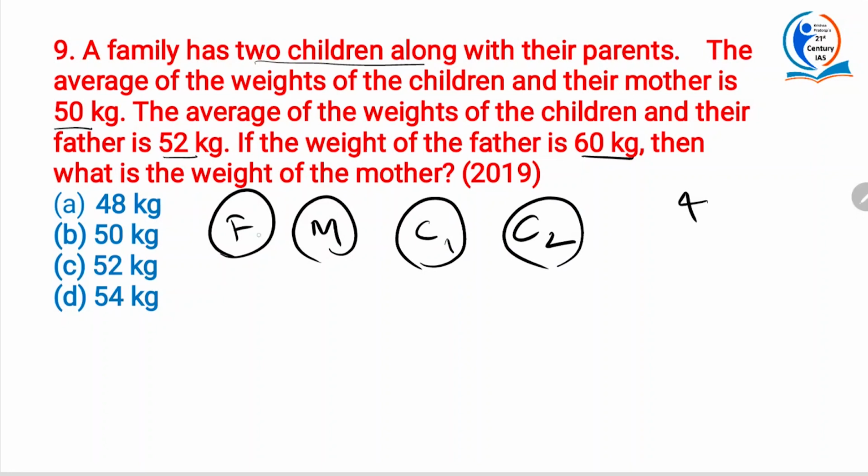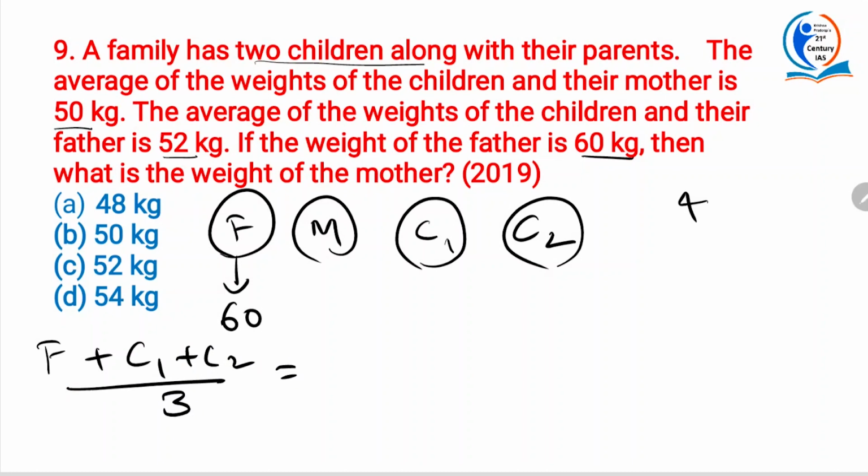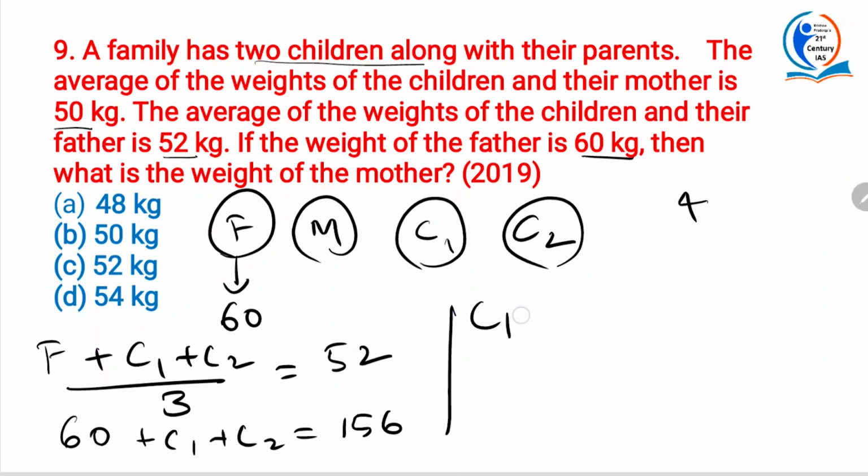Now what is the weight of the father? It is 60 kg. Now what is the average of father plus 2 children? F plus C1 plus C2 by 3 is equal to 52. 60 plus C1 plus C2 is equal to 52 into 3, which is 156. So what is C1 plus C2? The weight of the children is 156 minus 60, and it is 96.